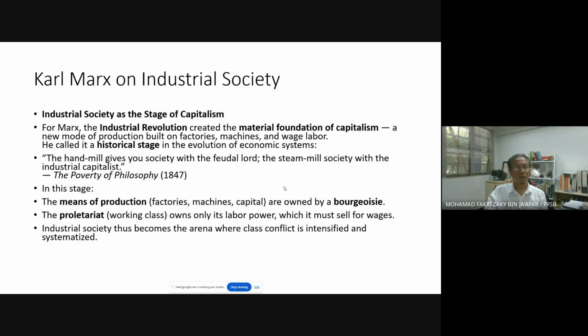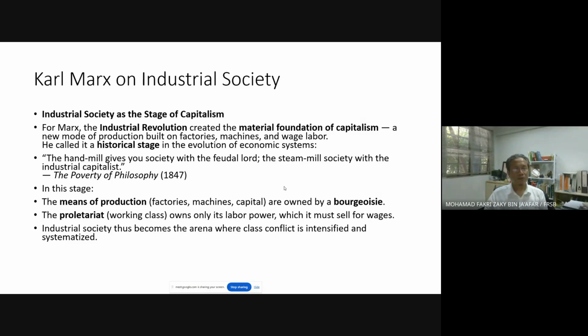So let's look a bit at what Karl Marx said: industrial society as the stage of capitalism. Of course, Karl Marx is against capitalism. The Industrial Revolution created the material foundation for capitalism, a new mode of production built on factories, machines, and wage labor. He called it a historical stage in the evolution of economic systems. The hand mill gives you society with the feudal lord, the steam mill society with the industrial capitalist.